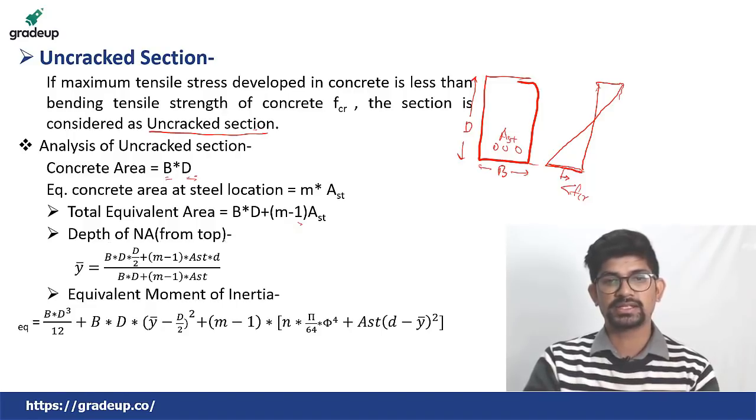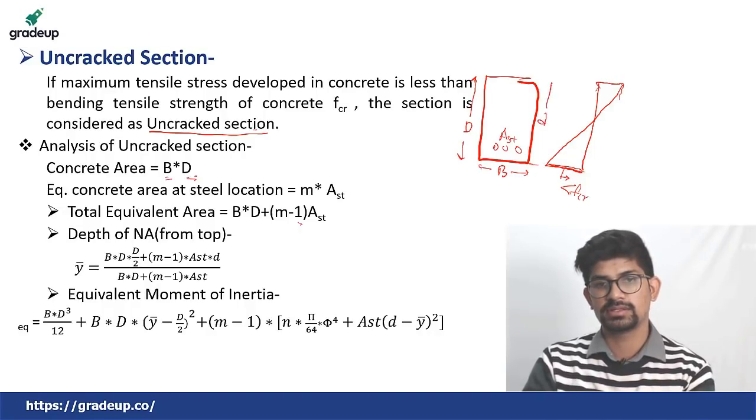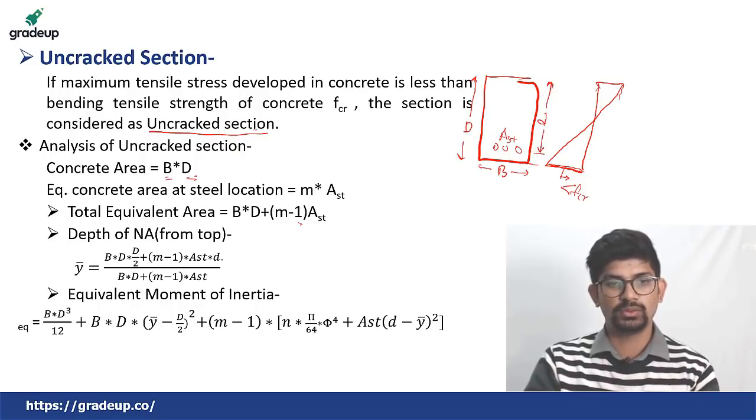Now, the depth of the neutral axis from the top surface. From the top, y bar is B into D into D by 2, plus (M minus 1) into AST into small d, the effective depth from the top, divided by the equivalent area. So by this expression, you will get the depth of the neutral axis from the top.